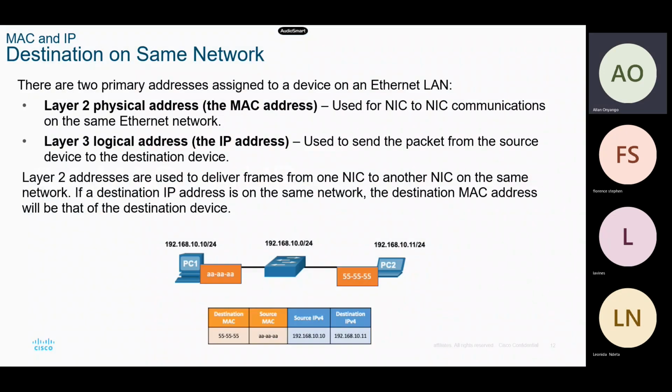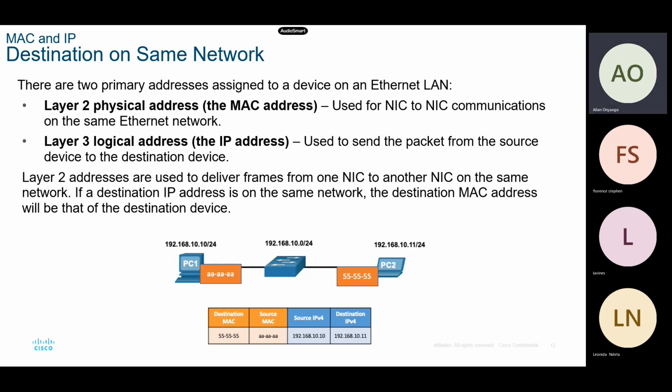It's important to note that every packet must have a source and a destination IP address, and the IP address is also called a logical address, a layer 3 logical address. We also talked about the MAC address, which is also called the physical address. The major function of the MAC address is communication from one end device's NIC to another NIC of another device on the same network, while IP addresses are used to send packets from one source device to another destination device.